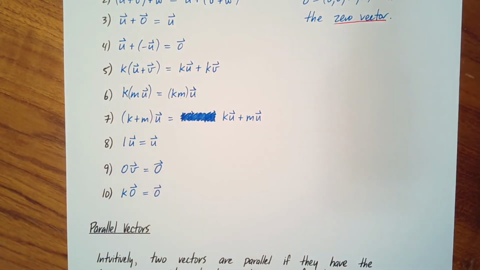So that's the last property, the 10th property. If you multiply the 0 vector by any scalar, the result is still the 0 vector. Okay, so let's move on from these properties.